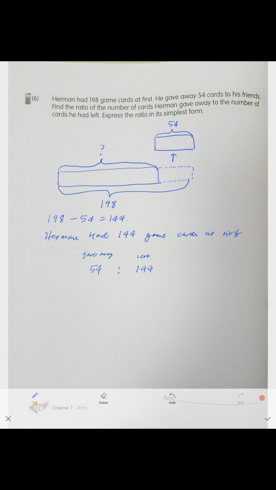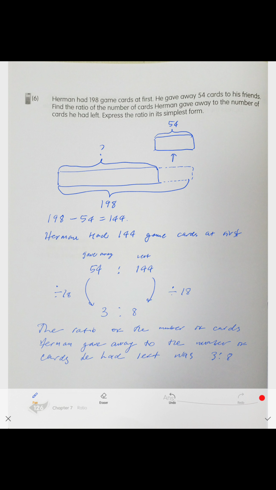And then you need to start thinking, how can you simplify this ratio? What is the common factor? How can you divide both these numbers? You can divide both of these numbers by 18. If you divide both of them by 18, your ratio will become 3:8. That's your answer. The ratio of the number of cards Herman gave away to the number of cards he had left was 3:8. All right.